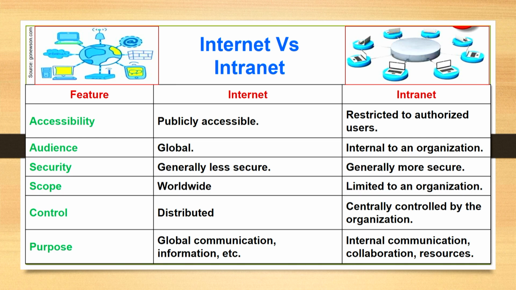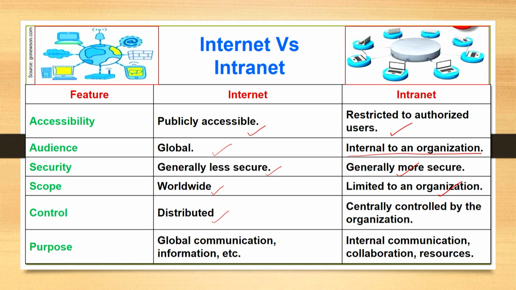So, there are some terms that I already said: internet, intranet and extranet. Let us discuss the difference between internet and intranet. Internet is publicly accessible, whereas intranet is restricted to authorized users. Internet has a global audience, whereas intranet is accessed by the employees of an organization. Internet is generally less secure as compared to the intranet. The scope of the internet is worldwide, whereas intranet is limited to an organization.